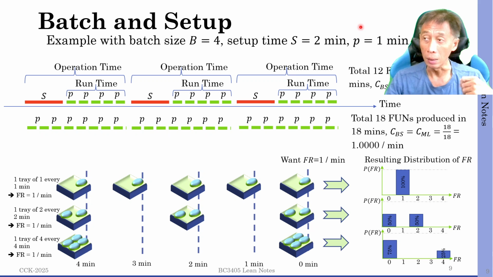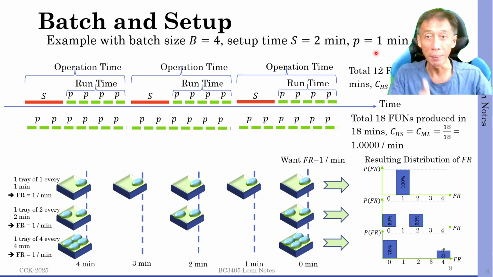So the resource capacity is 1 per minute. So the C is 1 per minute. Let me call it C_ML, the capacity for machine label. This baking machine is 1 per minute. So if we don't have batch and don't have setup, then we are just having 1 per minute, and that's the maximum it can go right now. Very fast, right? But let's say the machine is capable of doing a tray of 4 at one go. But because it's a tray, the machine takes an additional 2 minutes to align the tray and whatnot.